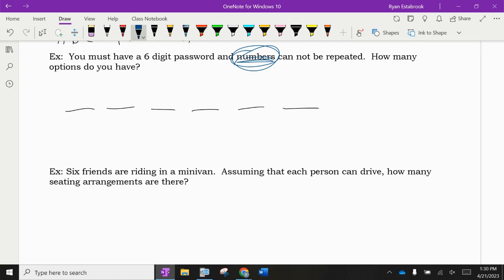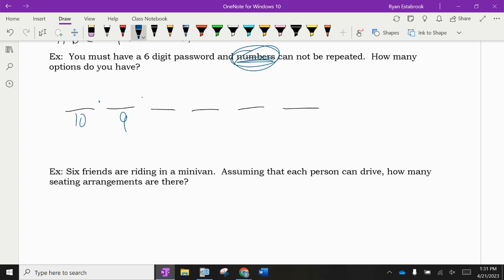10, 9, 8, 7, 6. Should start with that. So how many possibilities are here? 10. Then 9. I'll put this below because this isn't the actual password. So there's 10 possibilities. Now, whatever number we chose here cannot be repeated on the next one. So how many possibilities are here? 9.